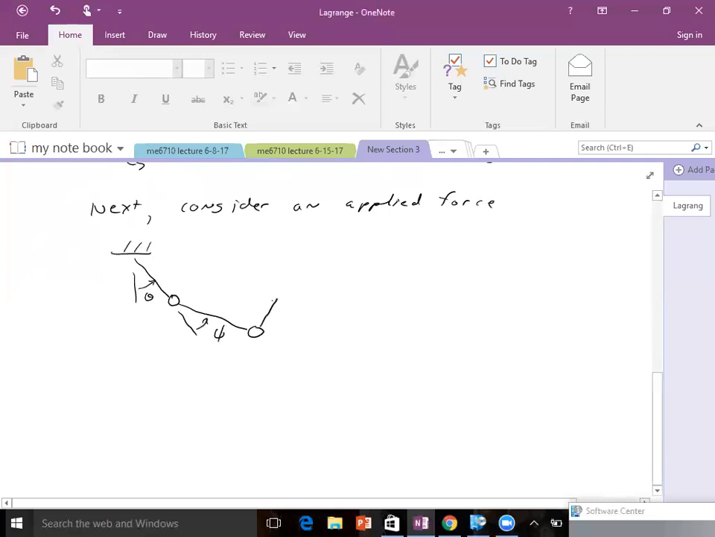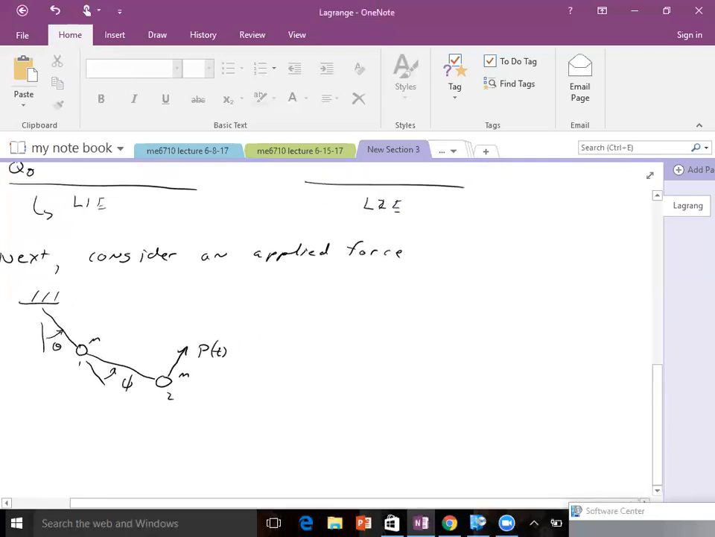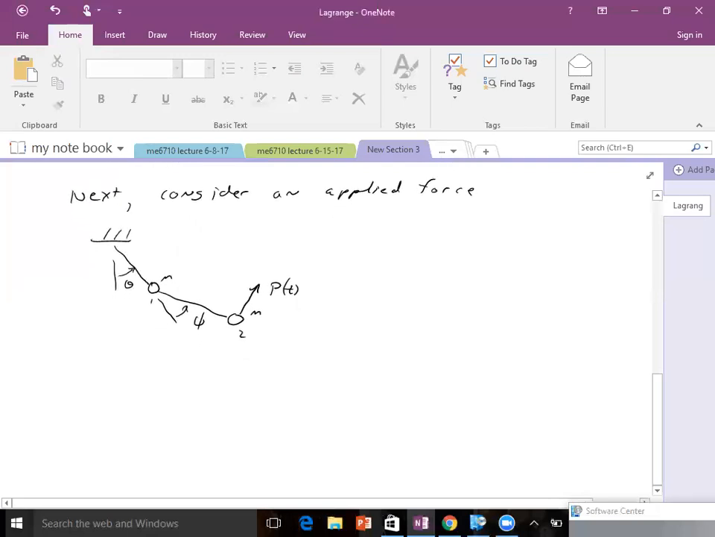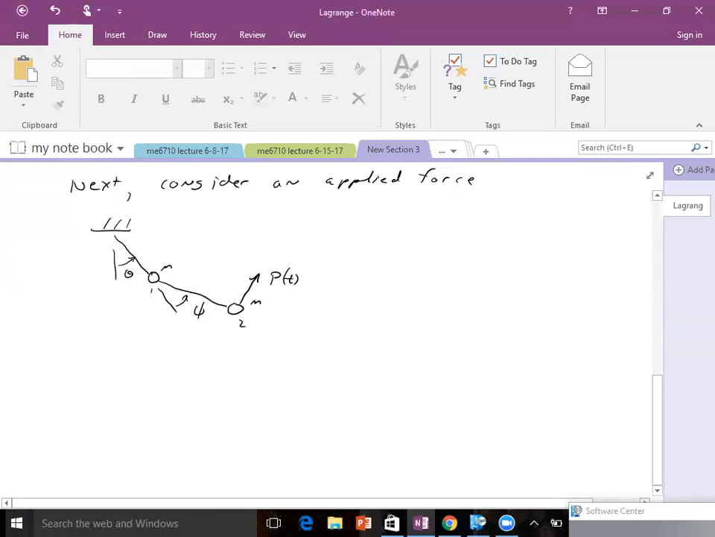So now I'm going to add some force P sub T here to the second mass. And they're equivalent masses, but I'm gonna add it to the second one. So I wanna solve the same problem. I wanna solve this with the equations of motion via Lagrange. Okay. When we get this one done, I wanna take a moment and compare and contrast with Newton, by the way. So this is the problem we're going to solve.